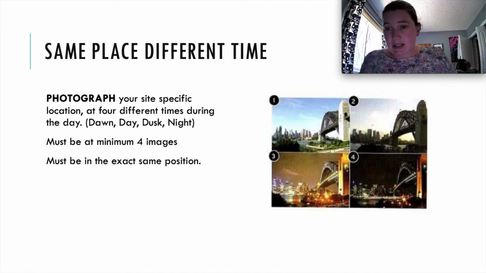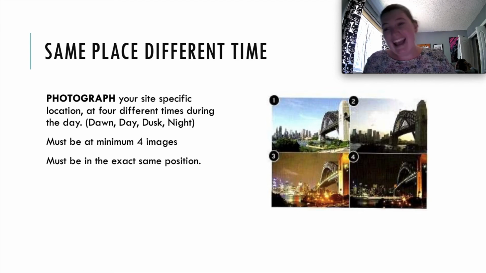Option the second. This is called same place, different time. In photography, your photo can change drastically based on your time of day. So for this one, you're going to take four photos minimum. You can do more if you want, but four minimum. I would suggest dawn, during the day, sometimes midday, dusk, just before the sun sets, and then a nighttime shot. But you have to take it from the exact same position.